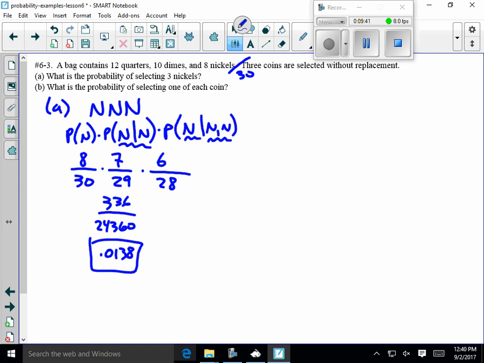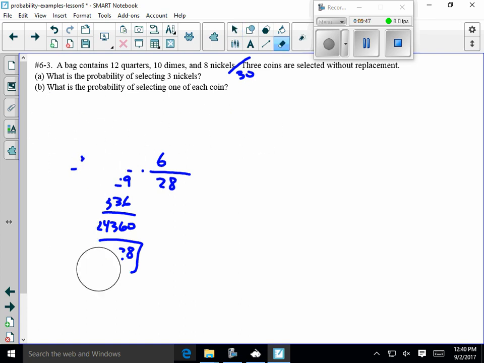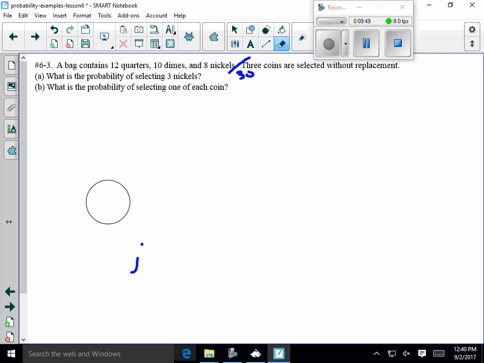Okay, and we could take a similar approach to solving the other one. So let me erase this, and we'll do that. The other one, part B, says we need to have one of each coin. So how many ways can I do that? And since I'm going to do conditional, it means I have to account for the ordering.